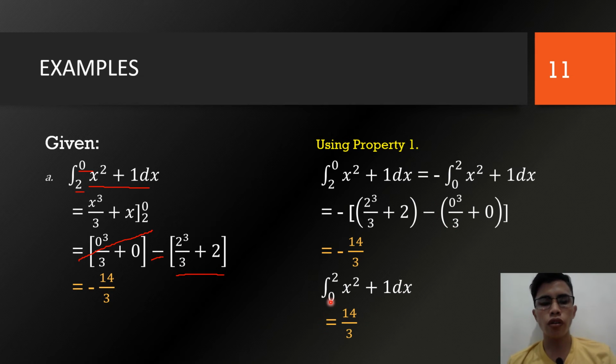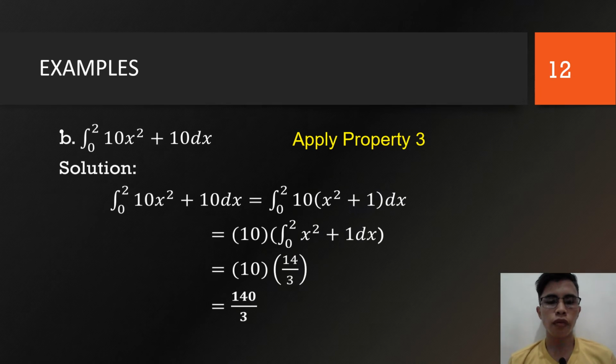And then if we're going to evaluate 0 to 2 x squared plus 1 dx, so the result will be positive kasi kanina yung ating lower limit is 2 and the upper limit is 0. So this time, ang ating lower limit is 0 and the upper limit is 2. So therefore, nag-interchange yung kanyang sign. From negative, naging positive na siya. So we have positive 14 all over 3.